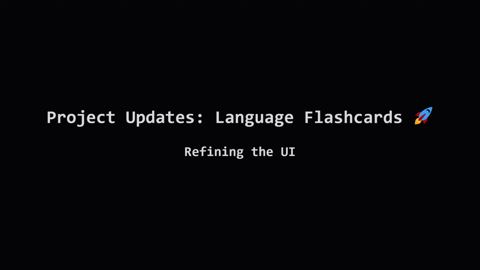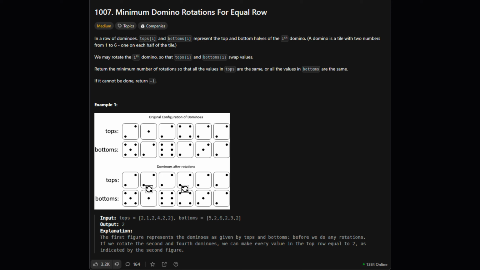The second update for the Language Flashcards project was a small UI change. I removed the text that showed the version number for each flashcard pack. It's a minor detail, but it helps clean up the display a bit, making it look less cluttered when you're browsing different packs. Alright, after those project updates, I jumped into LeetCode.